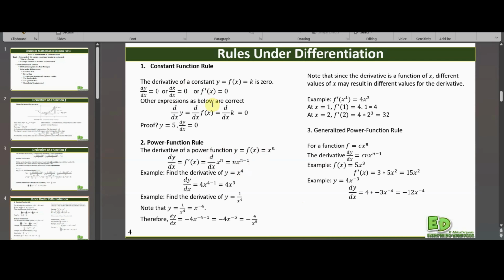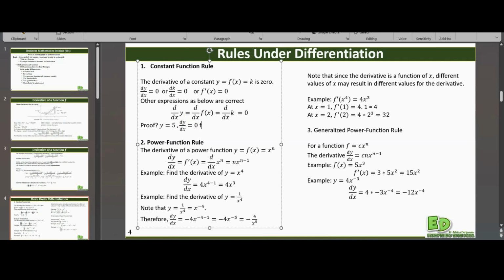But if you are given a constant, say y is equal to 5, the differential of 5, or the derivative of this 5, is equal to 0. That's the constant rule. It says that anytime you differentiate a constant, it is 0. It goes away. So the derivative of, say, y is equal to 15, dy over dx, will be 0. If f of x is equal to 15, then we'll say f prime of x is equal to 0.